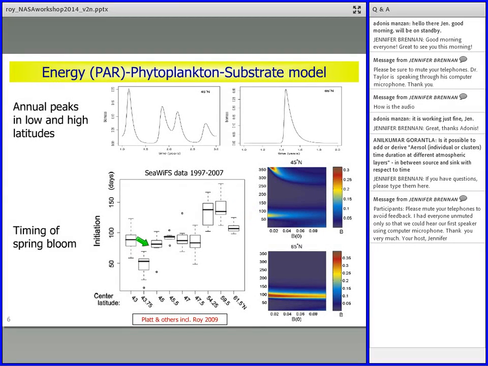And if we look carefully, we'll see that the timing of the bloom presented by the model is very similar to what we see from the satellite data. For example, at 45 degree, we see the timing of bloom is around 80 days, and this is very similar to what we see here, and same for 65 degree. So this model can also be used to predict the timing of spring bloom.